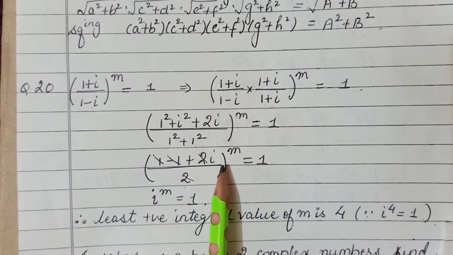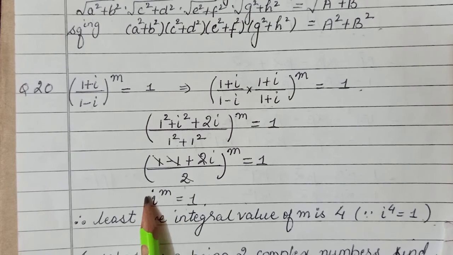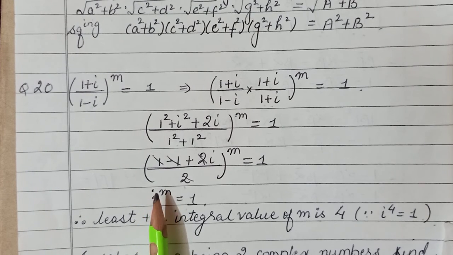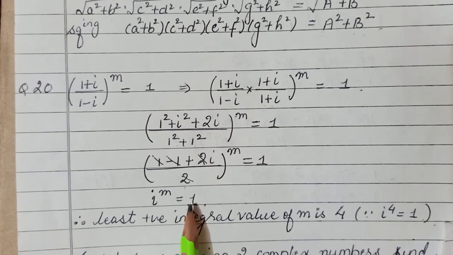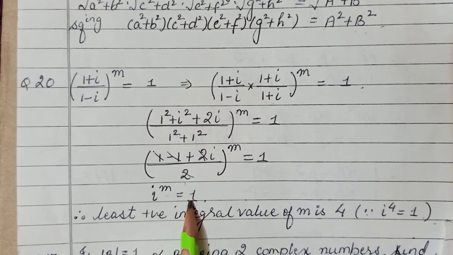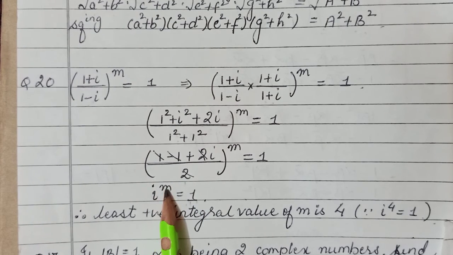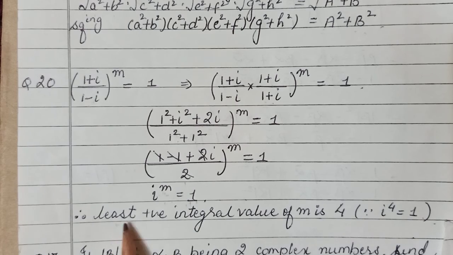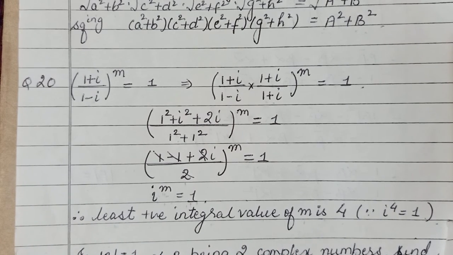So i to the power of m is equal to 1. We are familiar with powers of iota. i is i, i square is minus 1, i cube is minus i, i to the power of 4 is 1. So we know clearly that the first time you get i to any power as 1 will be when m, the power of i, is 4. Therefore, the least positive integral value of m out here has to be 4. Isn't it?